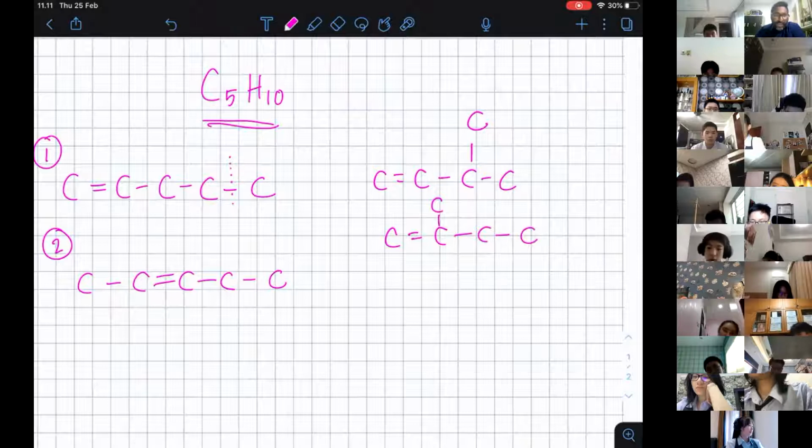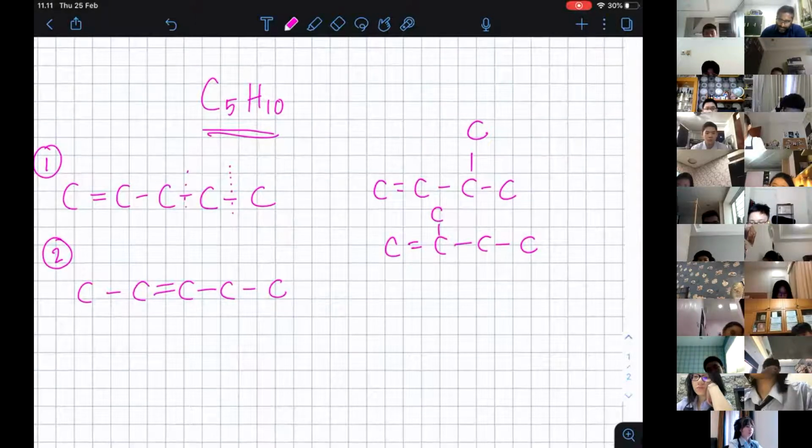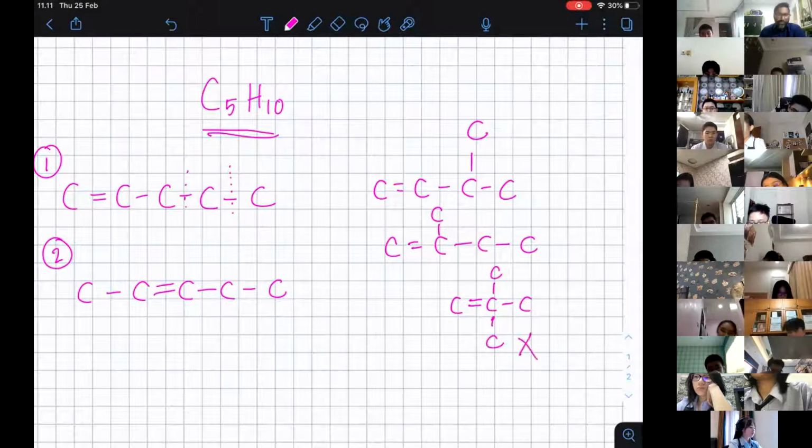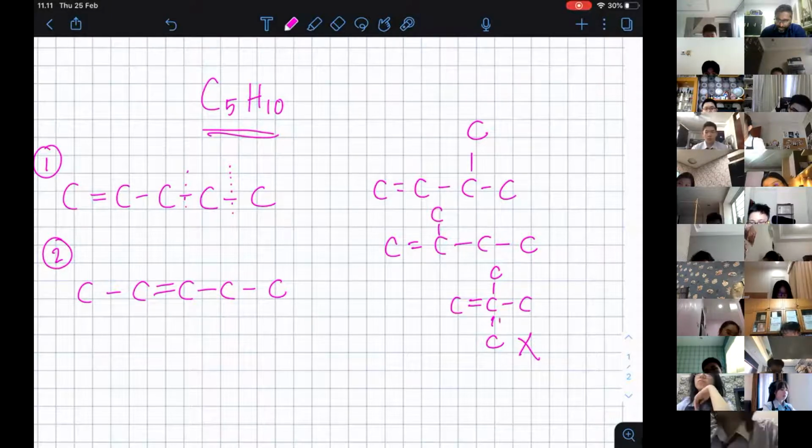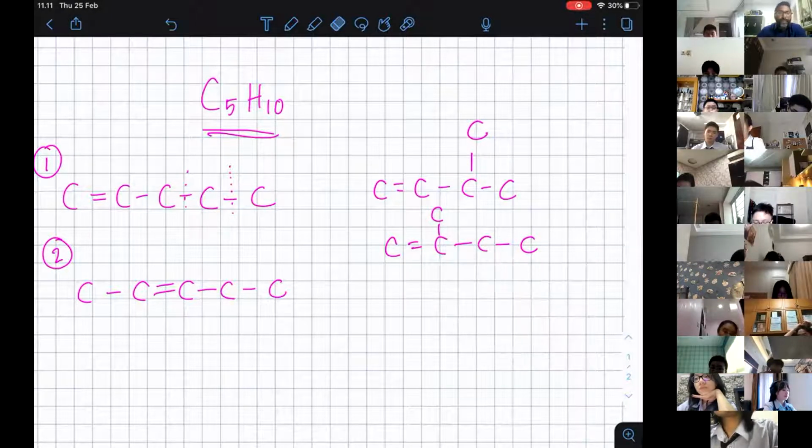Then I need to think, can I break another one? If I break another one, it's going to be C, C, C, then double bond. Then where do I put the 2 carbons? One is already here. Can I put another one over there? The answer is no. Why? Because each carbon can have a maximum of 4 bonds. Now you have 5 bonds. Therefore this one does not exist. So now I have 3 and 4.